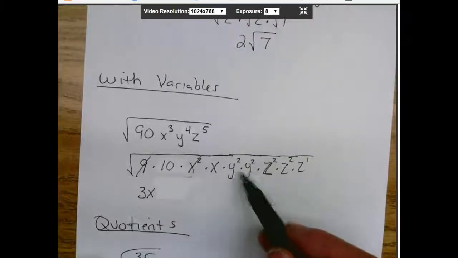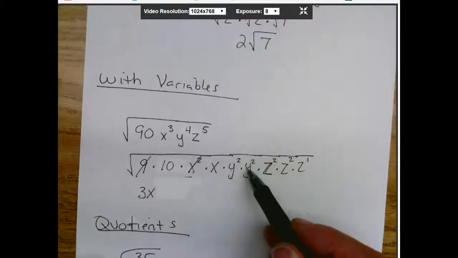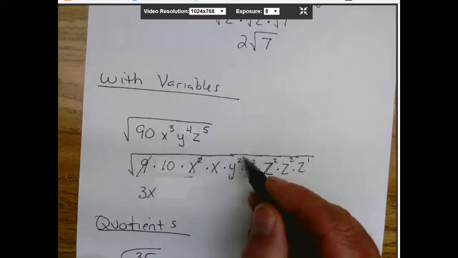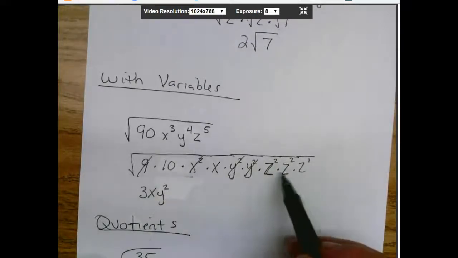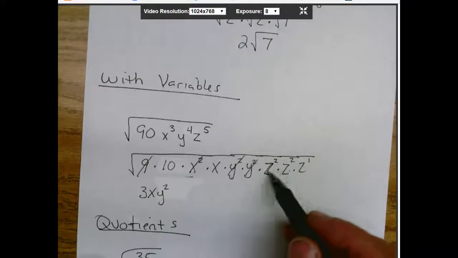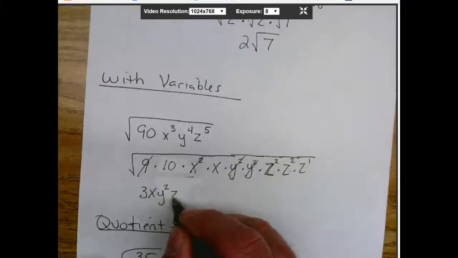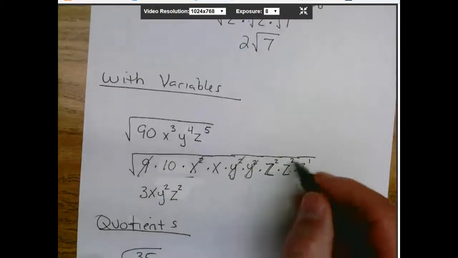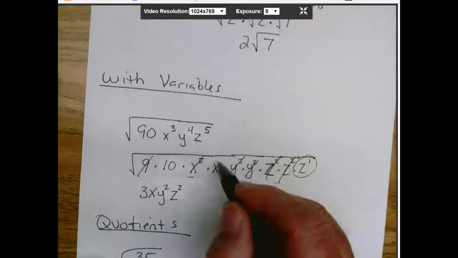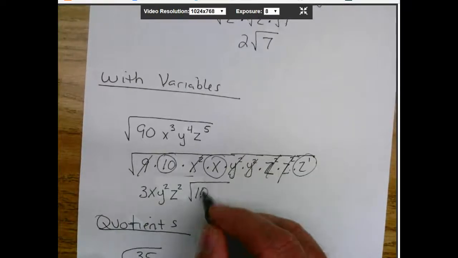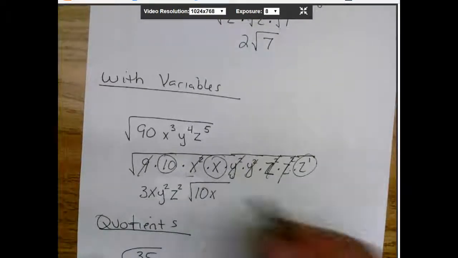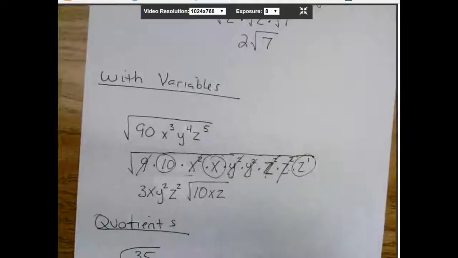And then we have these y squared, or y to the fourth. But we know y squared times y squared is y to the fourth. So we can just really make these into y squared. Then we have z squared, which is really z to the fourth. We can just take them out because their square root would be z squared. And then the only thing we're left with is z, x, and 10. And then we do the square root of that, 10xz. And that one would be reduced as far as we can.